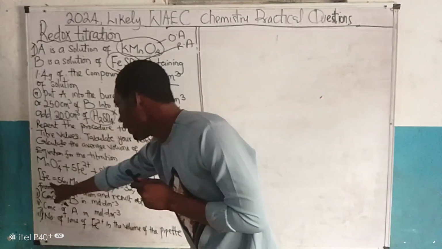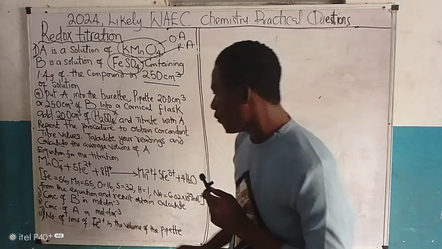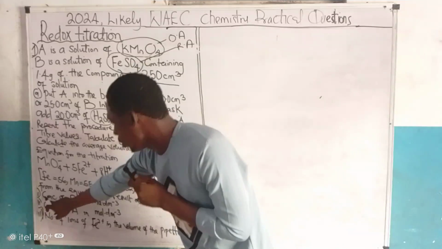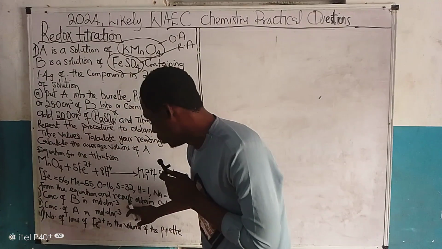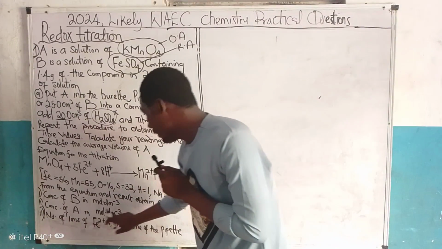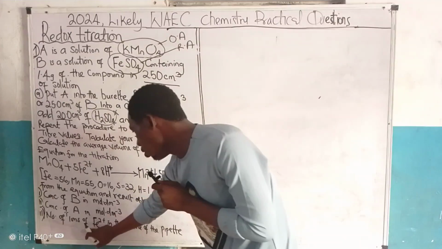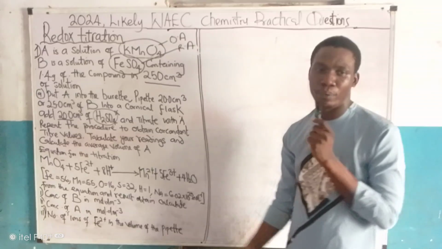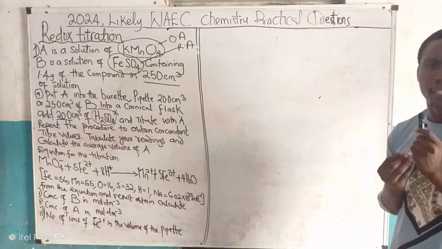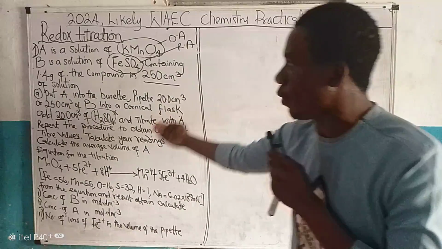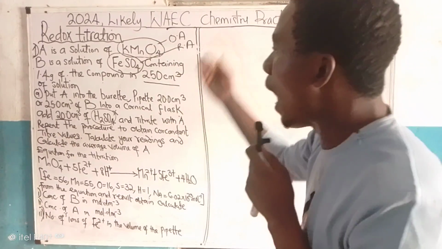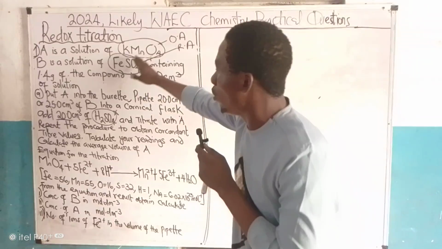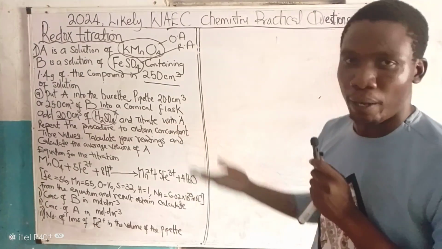Now these are the relative atomic masses for the atoms. From the equation and result obtained, calculate the concentration of B in mole per dm cube, the concentration of A in mole per dm cube, and the number of Fe2+ ions in the volume of the pipette. This question is quite very easy. When you come across this question in your 2024 exam, how do you go about it? Now, you are supposed to go about it by doing this experiment.